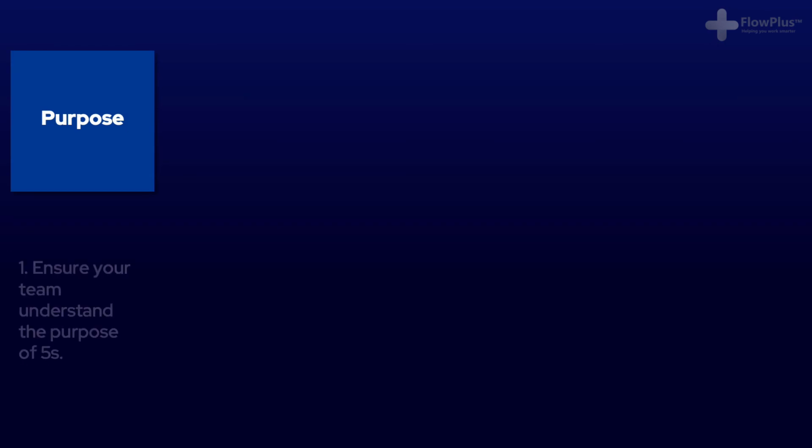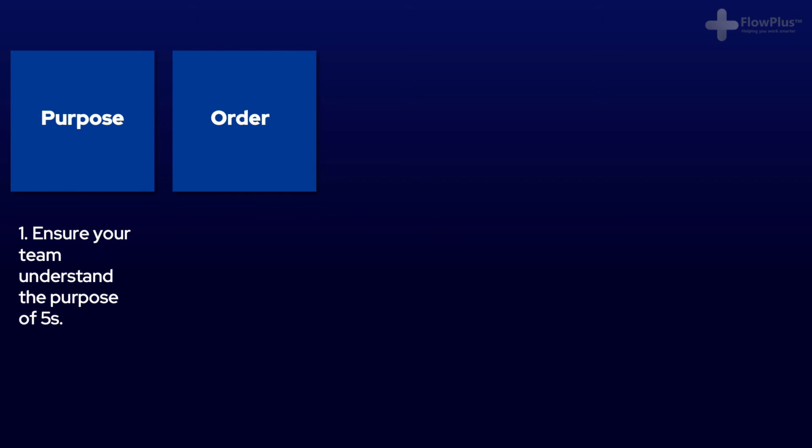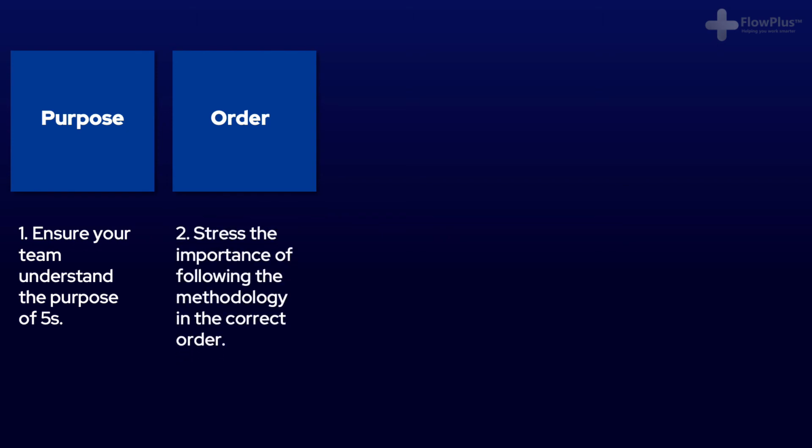When kicking off 5S with a team, firstly you should explain to them the purpose of 5S, to boost productivity and create a stable process. You should then give details about the 5 steps and stress the importance of following the methodology in the right order. It is very easy for people to skip steps or misunderstand what S is currently being worked on.